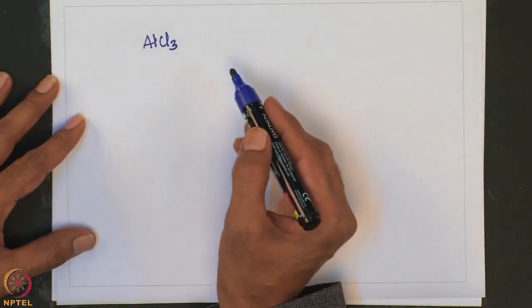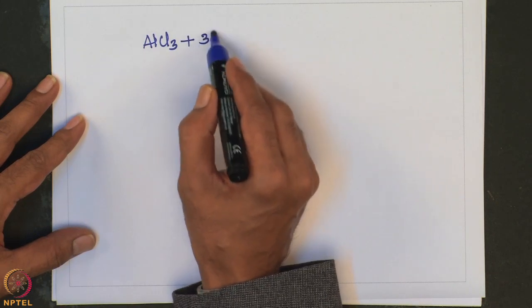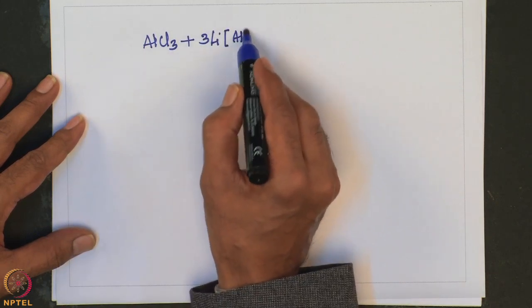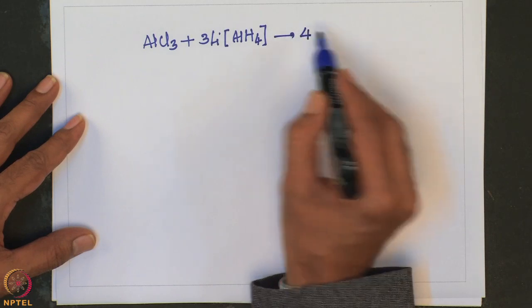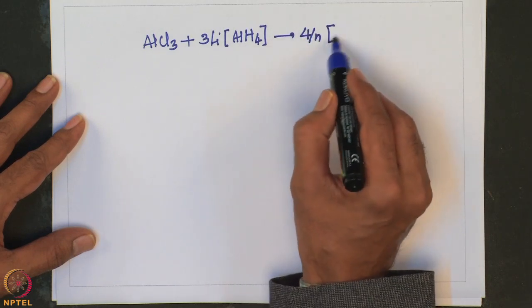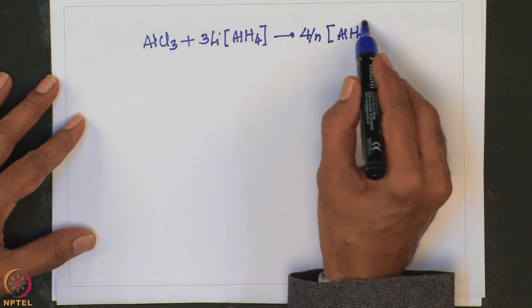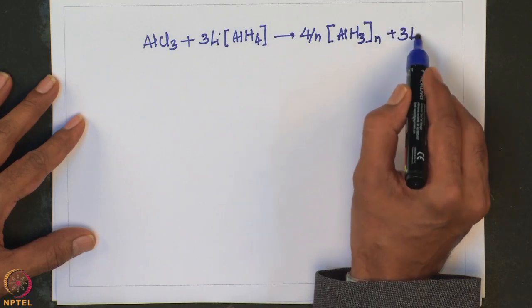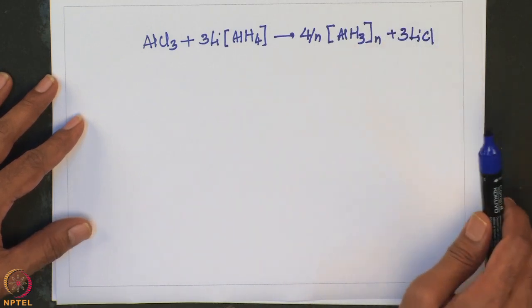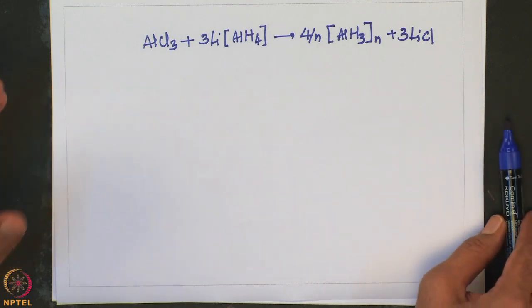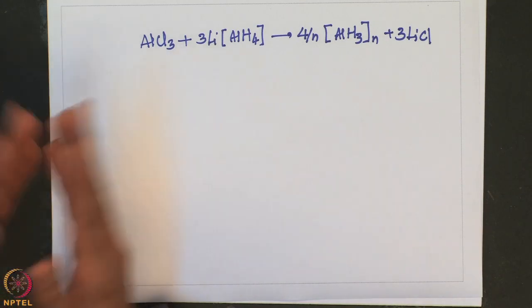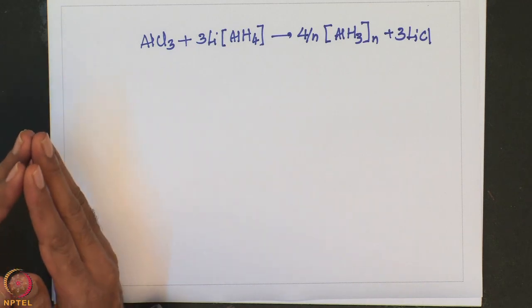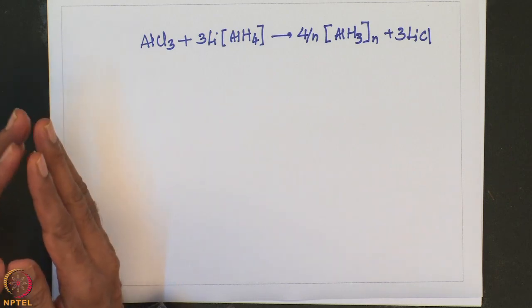So how does that happen? AlCl3 plus lithium aluminum hydride gives... So this is how one can conveniently make aluminum hydride, or one can also call it alane. However, the formation of etherate complexes because of electron deficiency complicates the synthesis. These compounds are highly unstable.